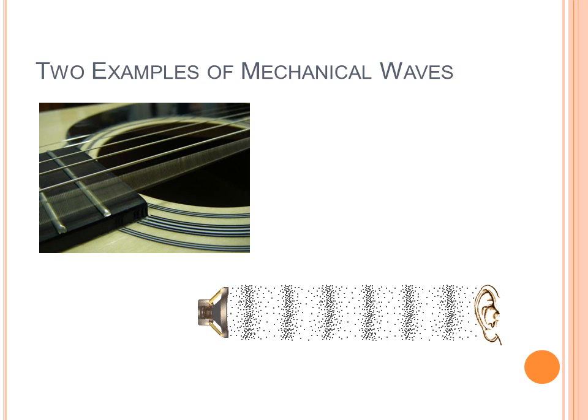The two specific examples of mechanical waves we'll talk about today are guitar strings, which vibrate as transverse waves, and we're also going to talk about actual sound waves in air, which are longitudinal waves of air pressure.